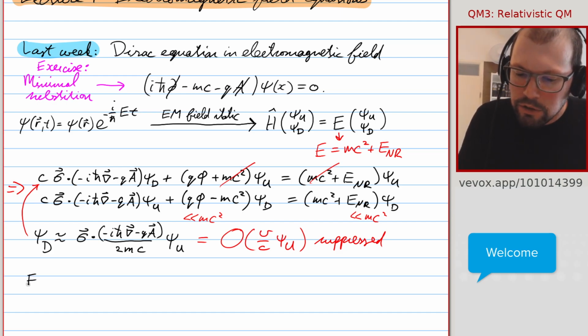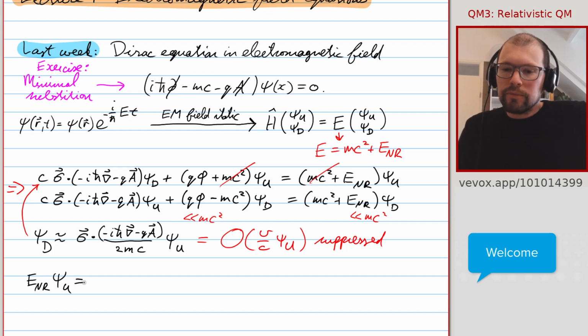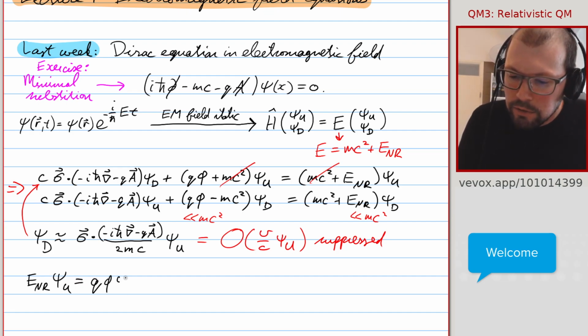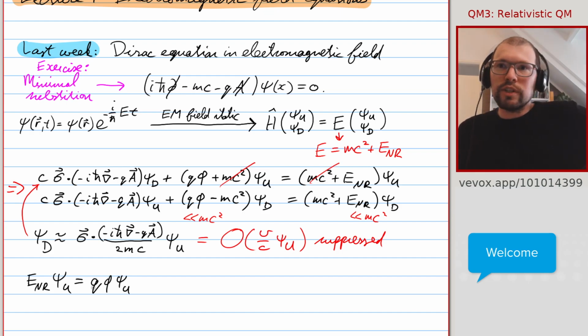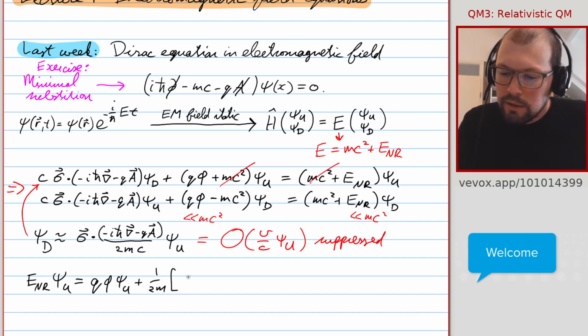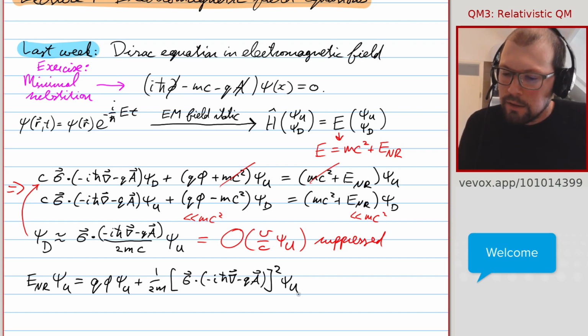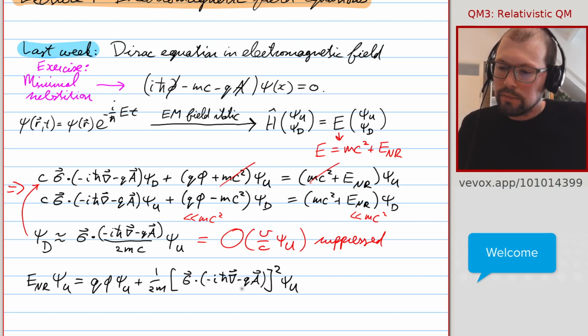So let's write out the substitution. We have that the non-relativistic energy times psi of u is now Q, the potential energy, and then this term here, which now appears twice by the substitution. We now see indeed that the speed of light cancels. So we certainly want to keep this contribution.